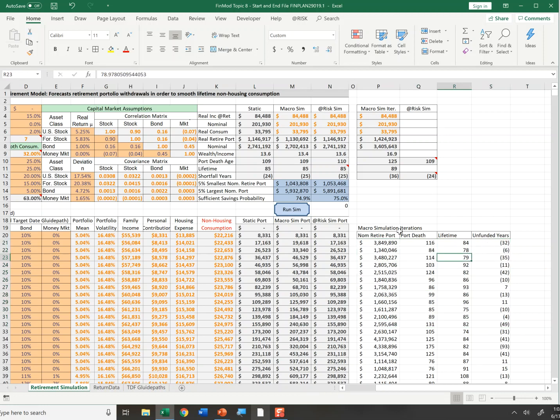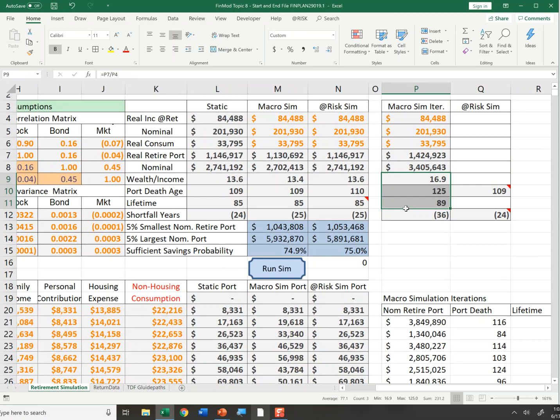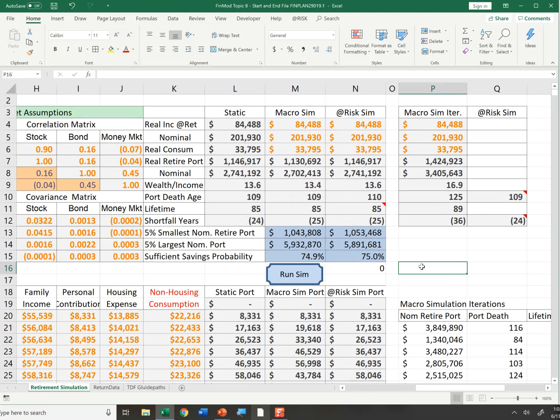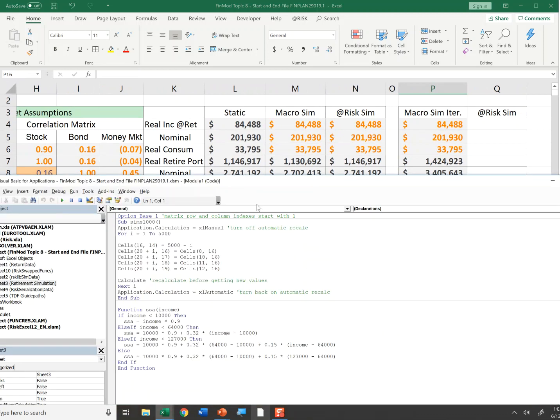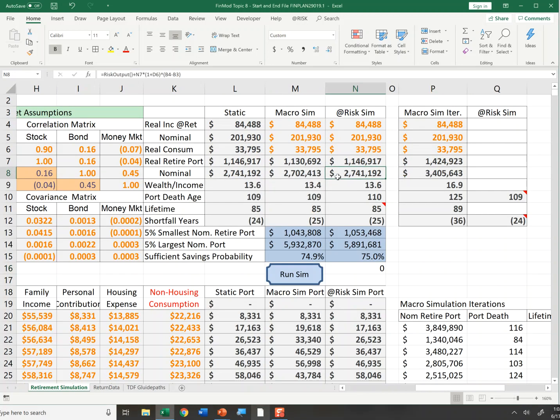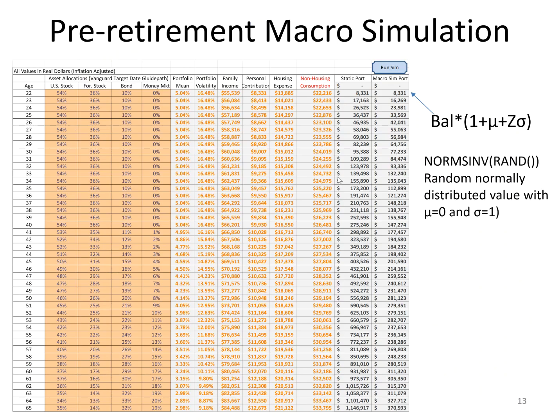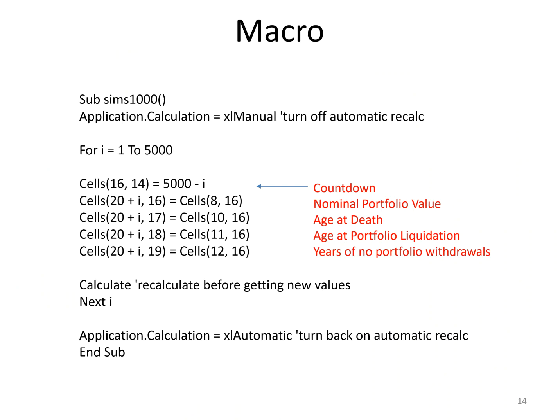Now to do this, I could actually hit F9 and copy paste these values 5,000 times. However, what I'm going to do is run a macro. Notice I have a thing right here, run simulation, on this art object, and it's assigned to a macro. The macro looks like this. It's called Sims 1000. But let's go look at it in the PowerPoint. The Sims 1000 macro is right here.